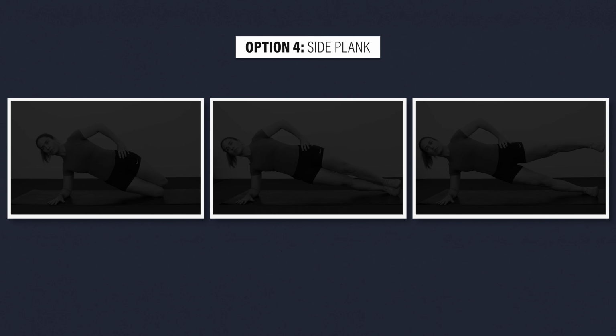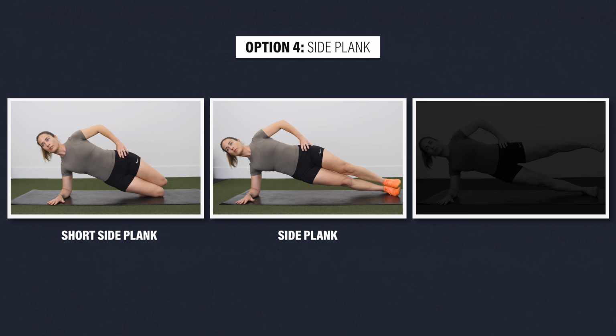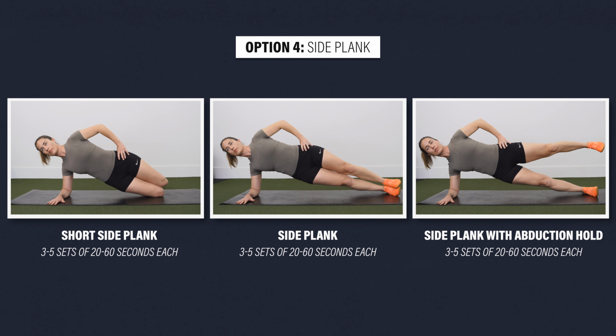Option 4, Side plank. Lie on your side with your legs stacked on top of each other and your forearm on the floor. Lift your hips up and hold. If this is too difficult, you can do a short side plank by bending your knees and lifting from there instead of from your feet. You can make it harder by lifting your top leg at the top position of the plank. Work up to 3 to 5 sets of 20 to 60 second holds on each side.